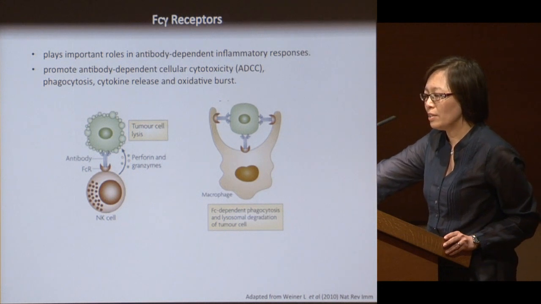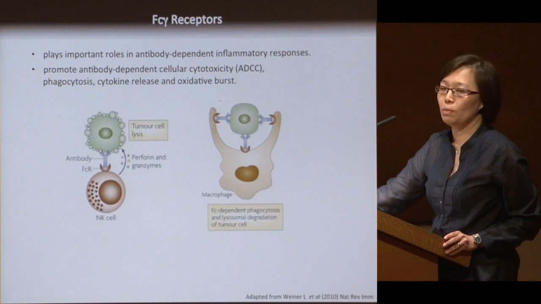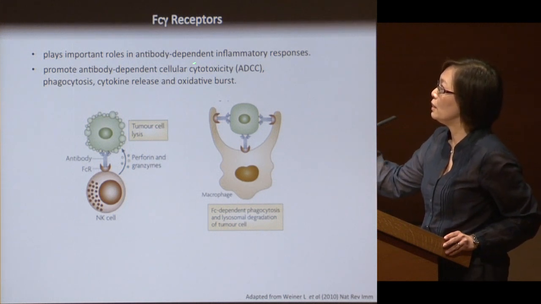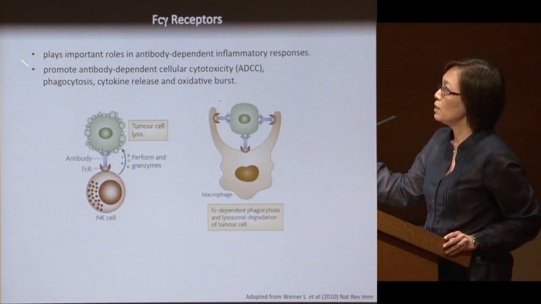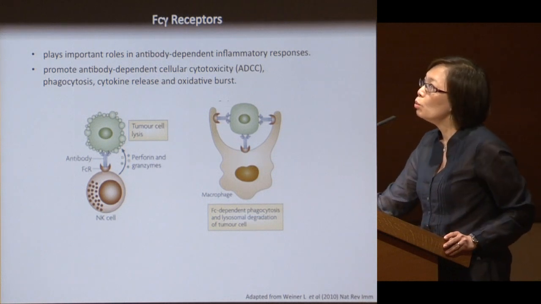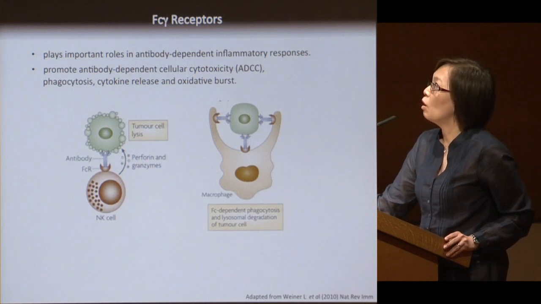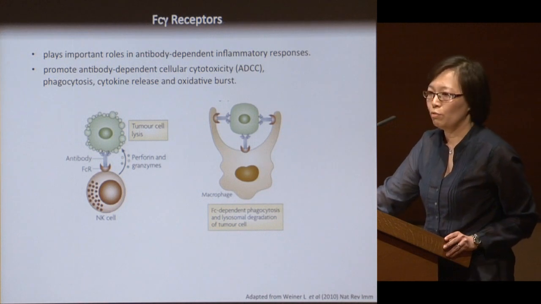For Fc gamma receptors, we know that they play an important role in antibody-dependent inflammatory responses, and they promote antibody-dependent cellular cytotoxicity, known as ADCC. They also play an important role in phagocytosis, cytokine release, and oxidative burst. And the two main cell types that make use of Fc gamma receptors for their immune responses are NK cells and macrophages.